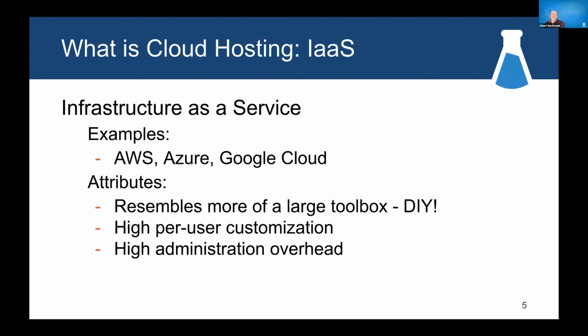So what is infrastructure as a service? Well, this too is typically server and network infrastructure services running in someone else's data center. Some examples of this are Amazon Web Services, Microsoft Azure, and Google Cloud. These services are very much a do-it-yourself type of system.